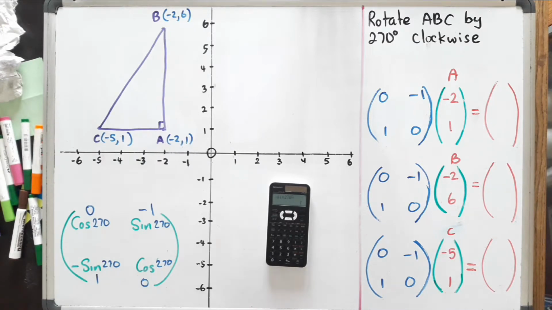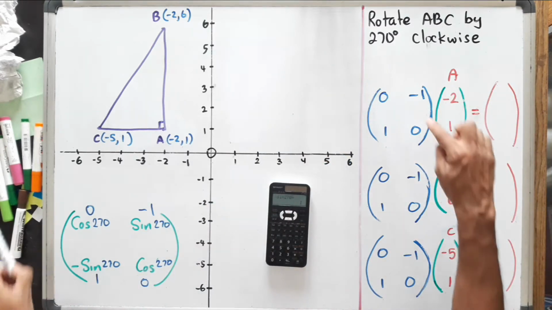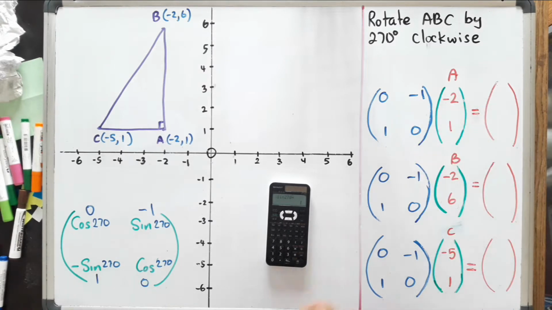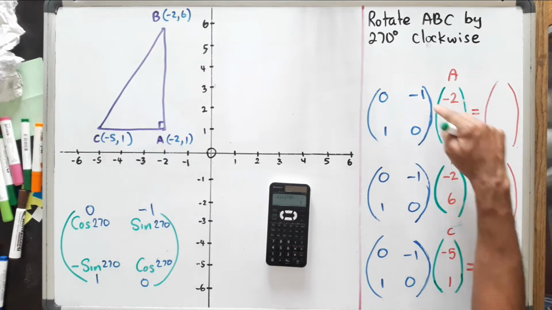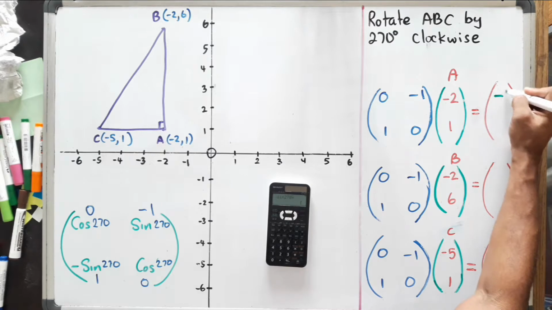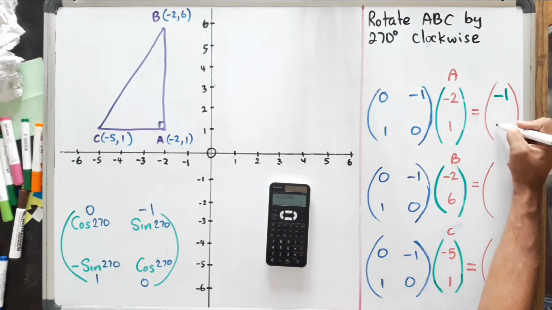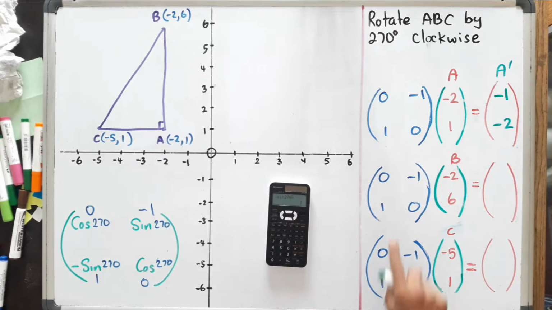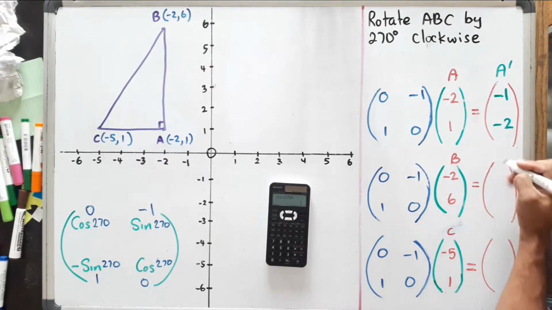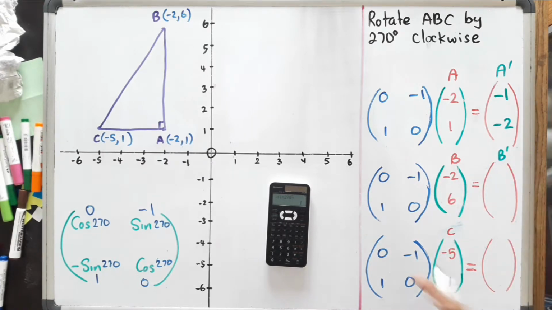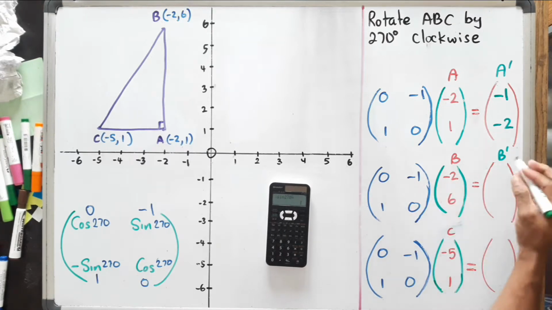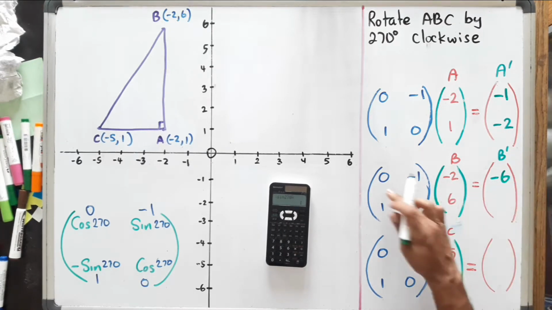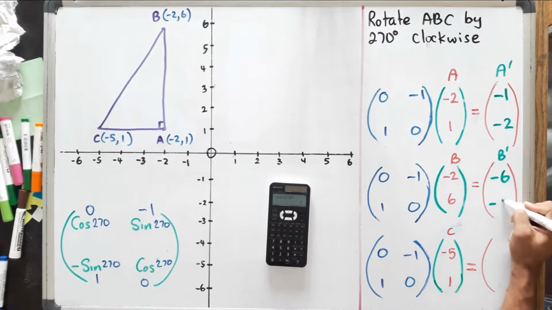Right, now remember I told you I will not be reviewing how to actually multiply the matrices. But when we take this matrix and multiply by point A, I believe we will get minus 1 here and minus 2, making this A prime. Take this matrix and multiply by B to get B prime, or the new B point. So that means we will get minus 6 here. Just double checking my answer, and minus 2.